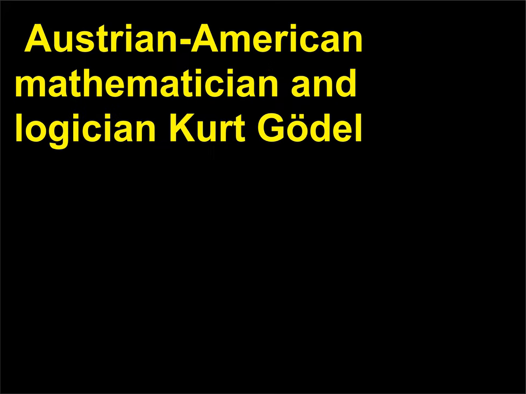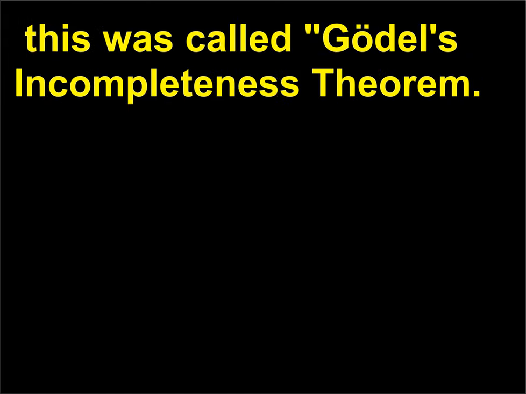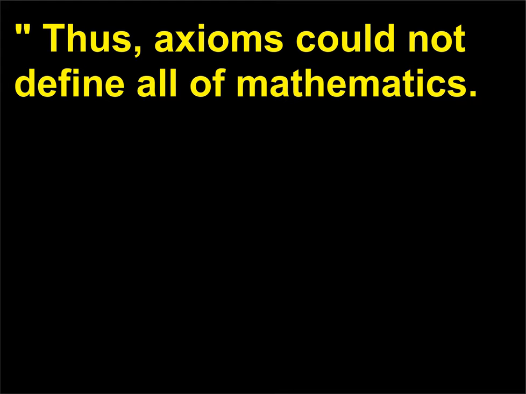Austrian-American mathematician and logician Kurt Gödel, 1906-1978, was the first to suggest that any formal system strong enough to include the laws of mathematics is either incomplete or inconsistent. This was called Gödel's incompleteness theorem. Thus, axioms could not define all of mathematics.